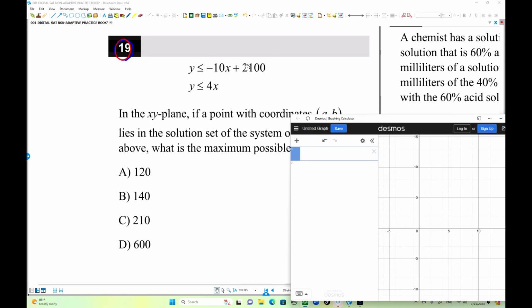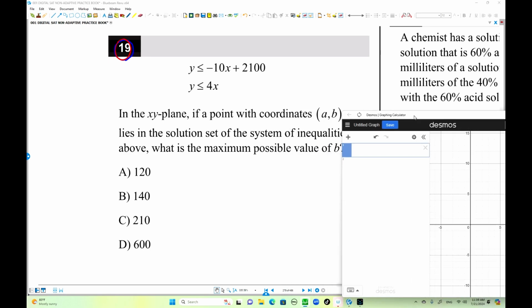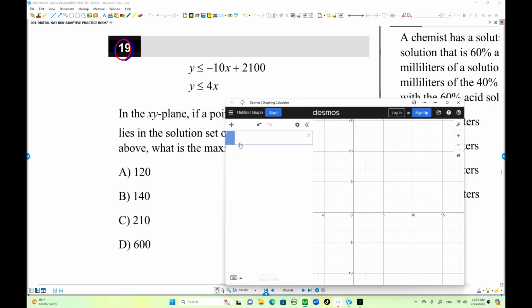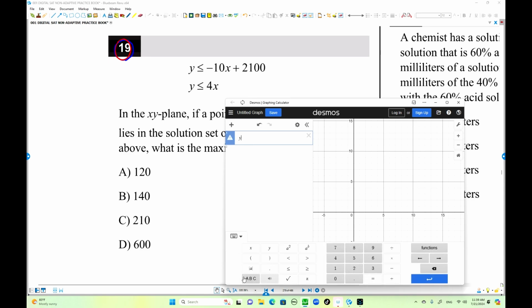Okay, this one is what? We have inequalities. What is the maximum possible value of B? Because A and B is the solution. So B is the y coordinate, right? A is the x coordinate. You have to find B, right? At what point is this value the highest? So try this one. Here you can use decimals, definitely.